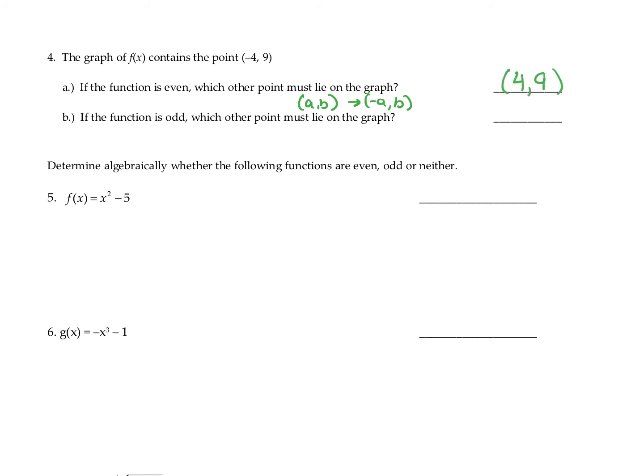An odd function is a little bit trickier. If I have a point a, b, I'm going to have opposite, opposite. So if it's an odd function and it has a point of negative 4, 9, that means it would have another point of positive 4, negative 9.